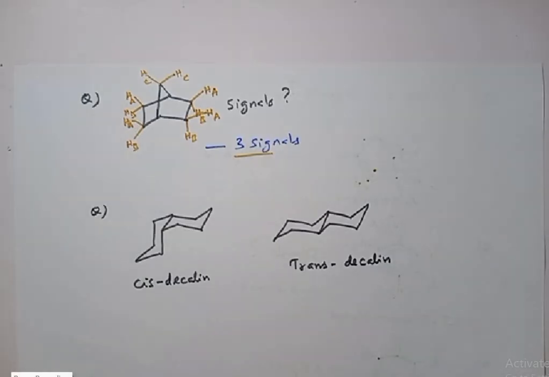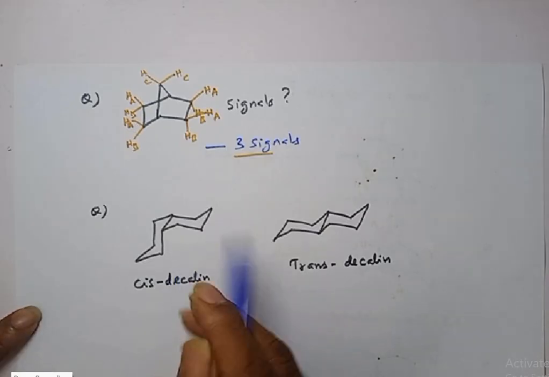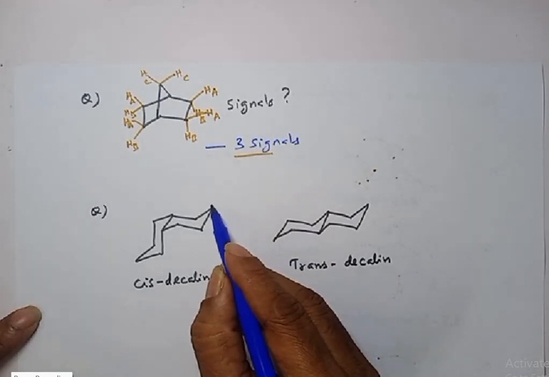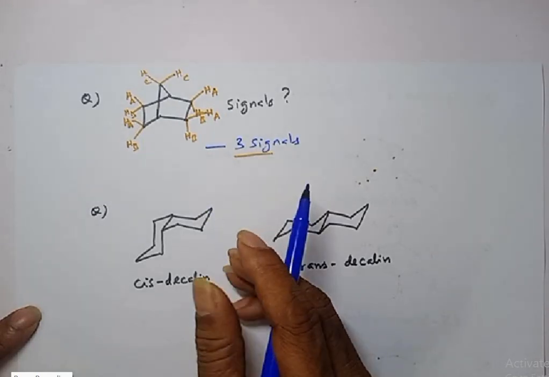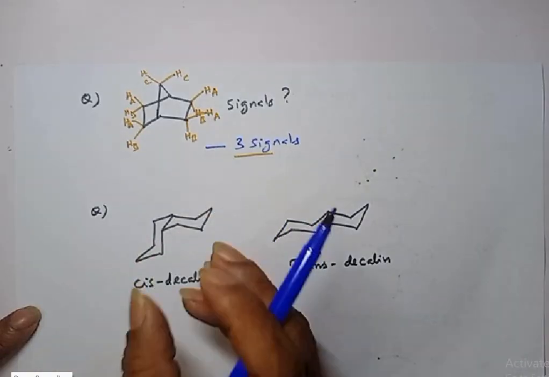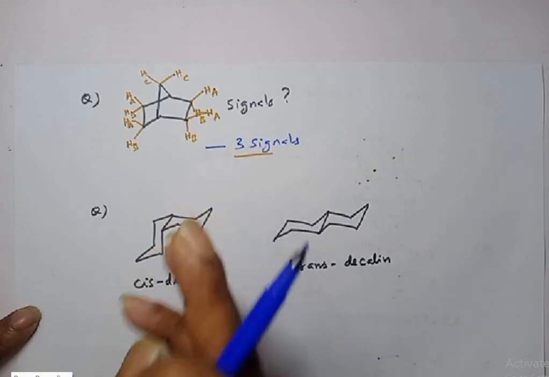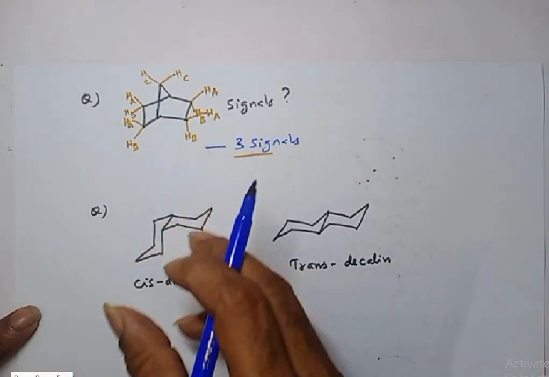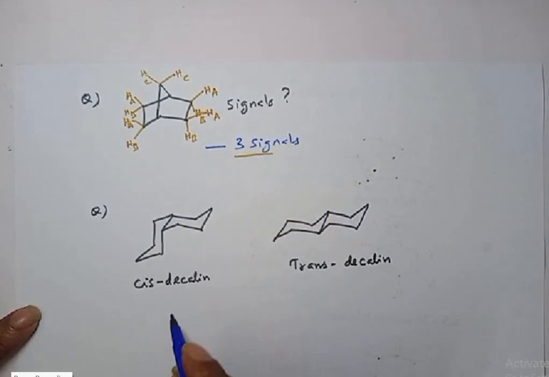For cis-decalin, due to fast ring flipping, the axial hydrogens and equatorial hydrogens on average behave the same. Therefore, in cis-decalin, all the protons are equivalent. Due to fast ring flipping, all the protons are equivalent. So we get one signal for cis-decalin in the proton NMR spectrum.